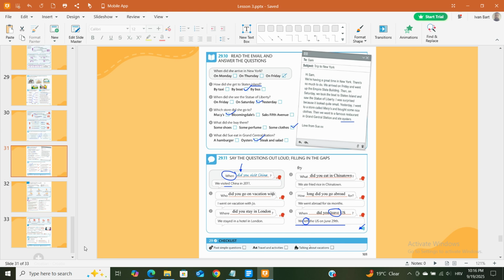Subject: Trip to New York. Hi Sam. We're having a great time in New York. There's so much to do. We arrived on Friday and went up the Empire State Building. Then, on Saturday, we took the boat to Staten Island and saw the Statue of Liberty. I was surprised because it looked quite small. Yesterday, I went to a store called Macy's and bought some nice clothes. Then we went to a famous restaurant in Grand Central Station and ate oysters. Love from Sue.